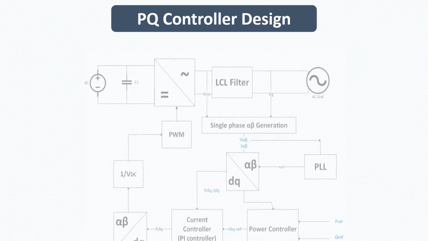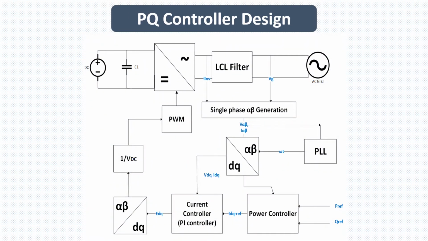A controller for a single-phase inverter can be implemented based on DQ transformation. The power controller will regulate the actual inverter power outputs according to the references and generate the required current references for the inner current controller. After regulating the inverter currents, with the use of inverse DQ transformation, gate signals for the inverter can be generated.